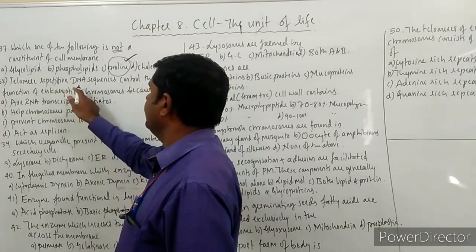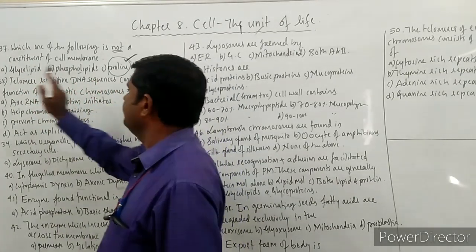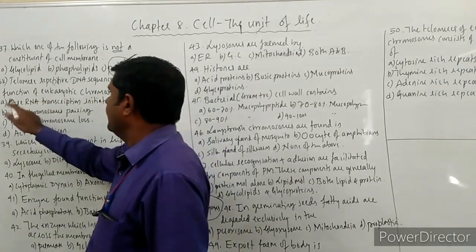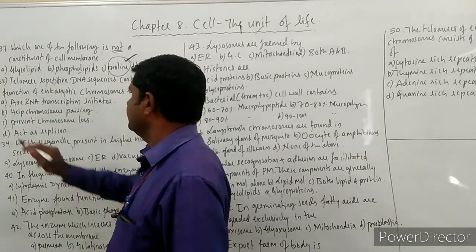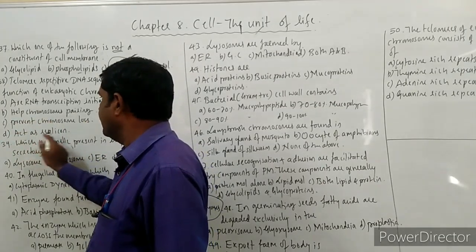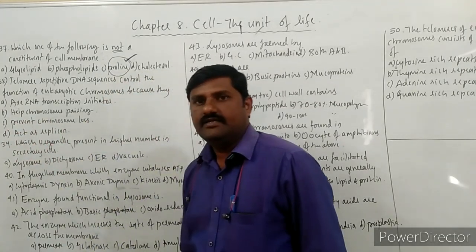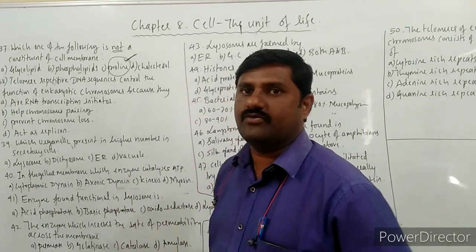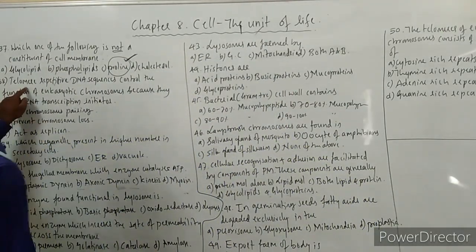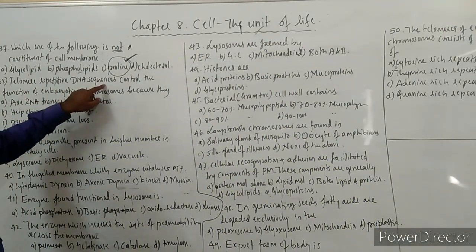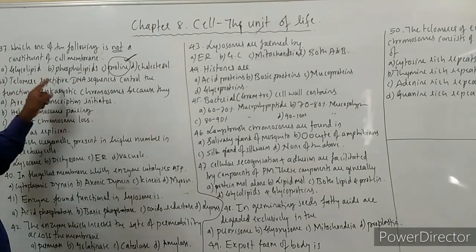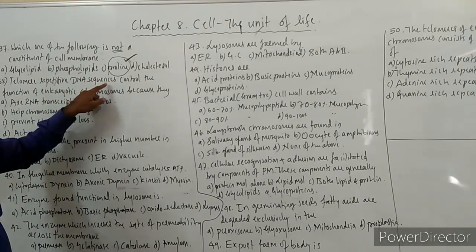Telomere repetitive DNA sequences control the function of eukaryotic chromosomes because they are RNA transcription initiators, help chromosome pairing, prevent chromosomal loss, act as replicon, right? So analyze the question first and later analyze the options. What is the question? Telomere repetitive DNA sequences. Telomere is nothing but the terminal part of the chromosome. It has repetitive DNA sequences.